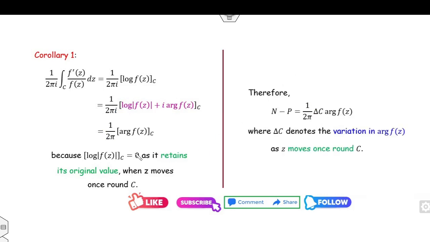Therefore you can say the left hand side, by the argument principle, is n minus p. So therefore I can say n minus p is 1 over 2 pi times the variation in the argument once z moves over the curve. And I can also say this number is 1 over 2 pi iota times the integral of f dash over f.